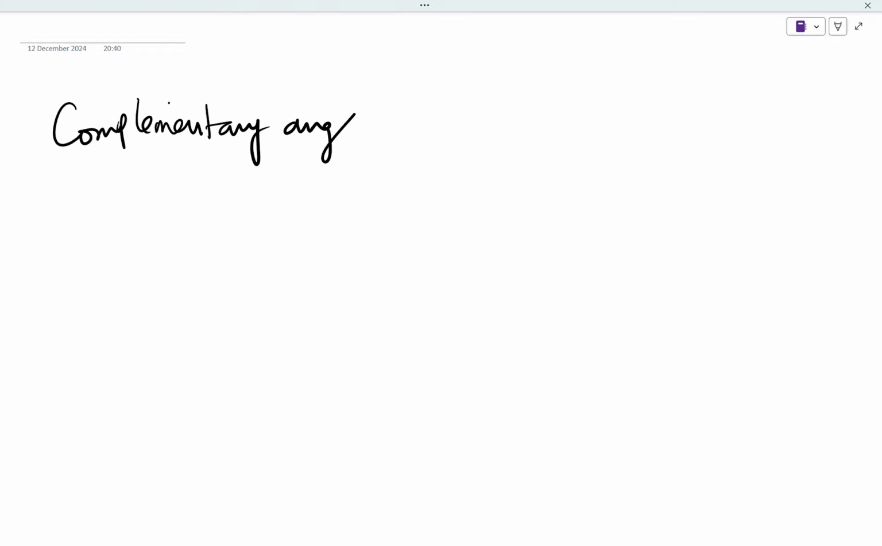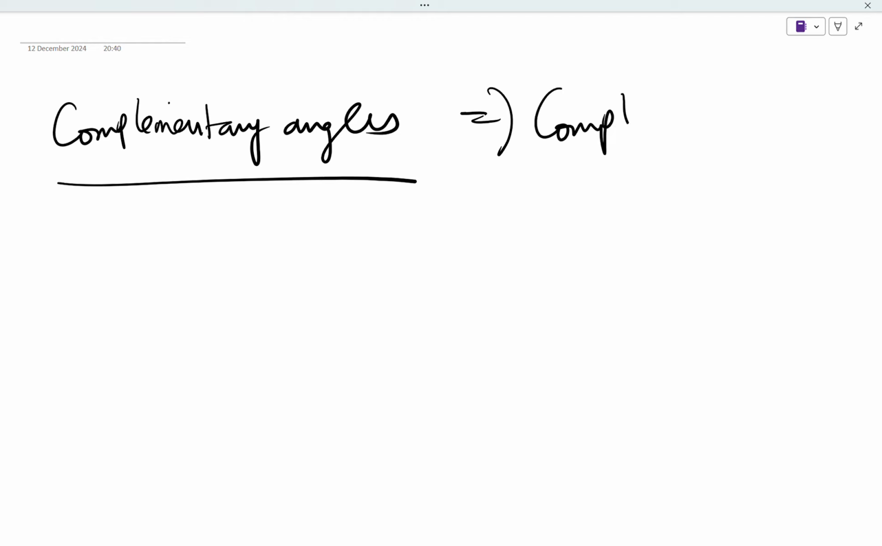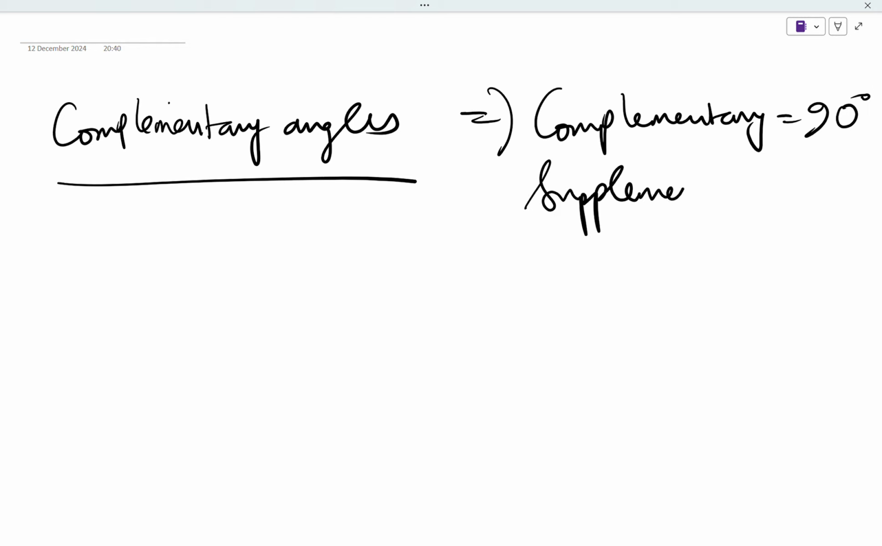Now what do you mean by complementary angles? Complementary means 90. Just remember this. Complementary means 90 and supplementary means 180. So whenever it is mentioned that two angles are complementary, it means that their sum is 90 degrees. Similarly, if two angles are supplementary, it means that their sum is 180 degrees.